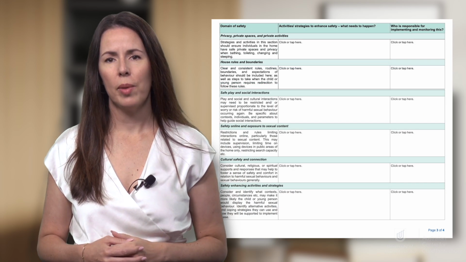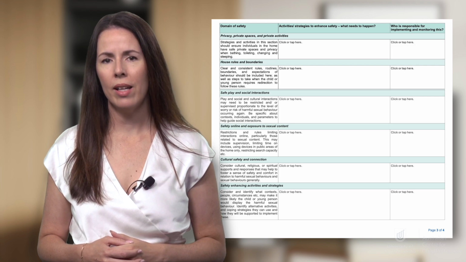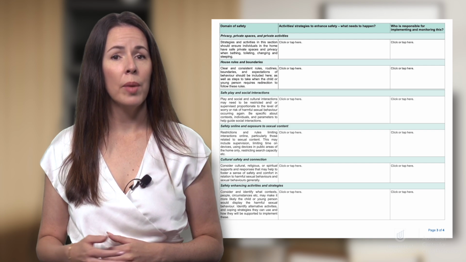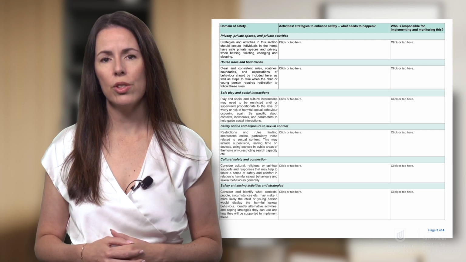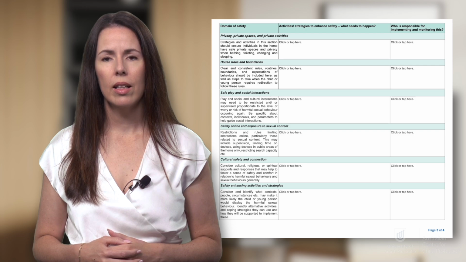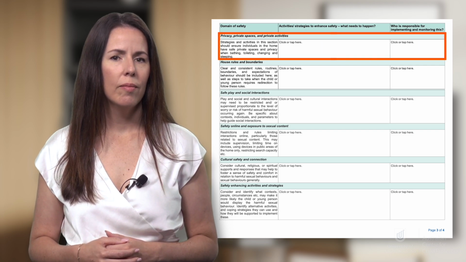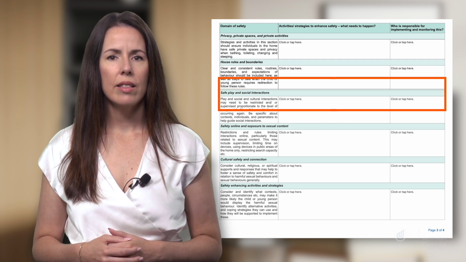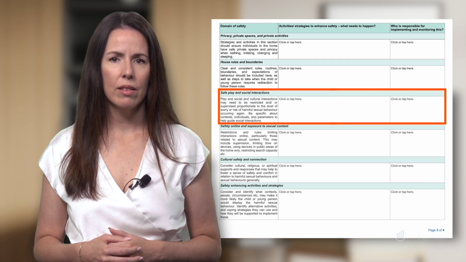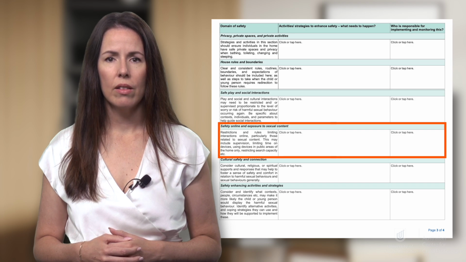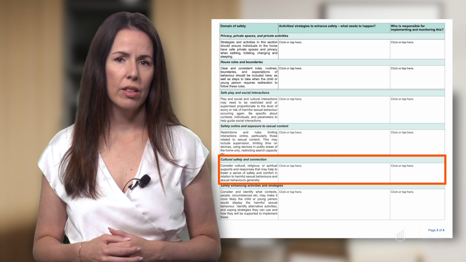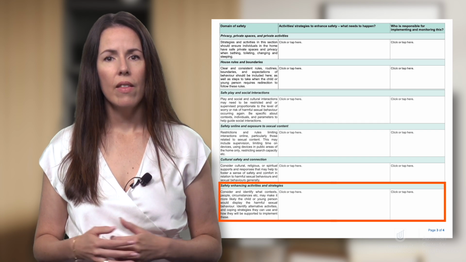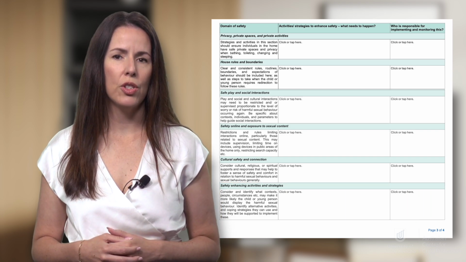The core of the safety plan is structured around several key domains of safety. These domains help us think about where safety can be enhanced and how we can best support the child or young person's well-being. The key domains are privacy, house rules and boundaries, safe play and social interactions, online safety, cultural safety and connection, safety enhancing activities. There are some helpful prompts on the form for each domain.